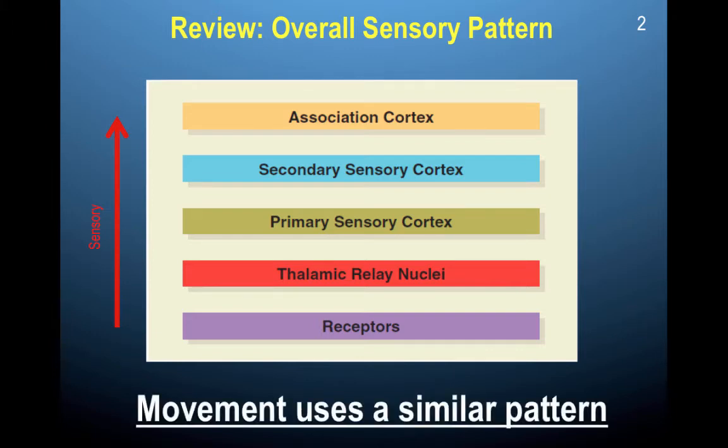Movement uses a similar pattern, but the direction is basically changed. So the directions need to start up here in the association cortex, and then they're sent down to the secondary motor cortex and the primary motor cortex, then to the brainstem motor nuclei. So they don't go through the thalamus, but they go through the brainstem, and then they go to the muscles. So they follow a very similar pattern, but it's pretty much reversed.